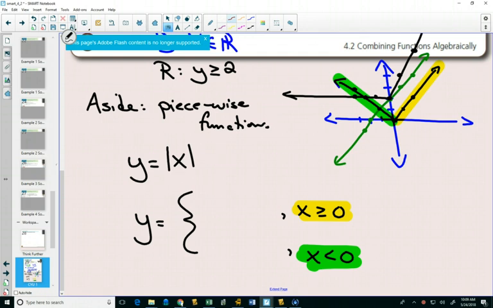That's fine-tuning information. Okay, so how would we describe it when x is bigger than 0? When x is bigger than 0, what's the equation of that line? x. How would we define the green part? What's that equation? Negative x. And so this is the absolute value as a piecewise function.